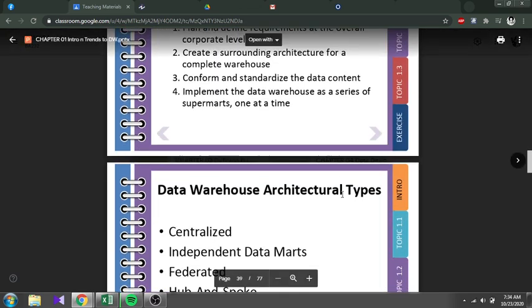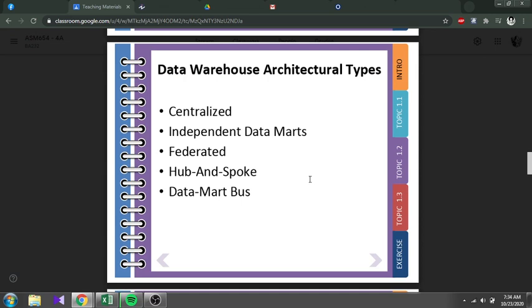Okay, data warehouse architectural types. So how this data is stored, lebih kurang. So there are centralized, independent data marts, which can be stored by departmental classification, and federated. Federated macam federal ke apa. This one I'm not sure. Hub and spoke and data mart bus.